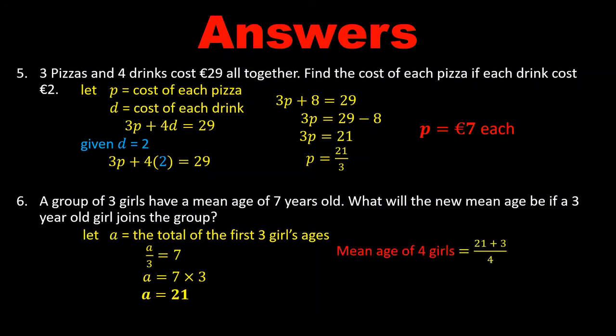Well, the new mean of the 4 girls would be the total of their 4 ages, so 21 plus the 3, divided by 4 because there are 4 girls. So that's 24 divided by 4, which is 6. The mean age of the 4 girls now is 6 years old. That should seem reasonable because if the previous mean was 7 and we added a new girl who was much younger than 7 years old, you would expect the mean average age to go down.